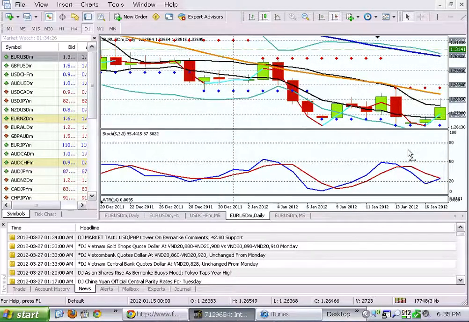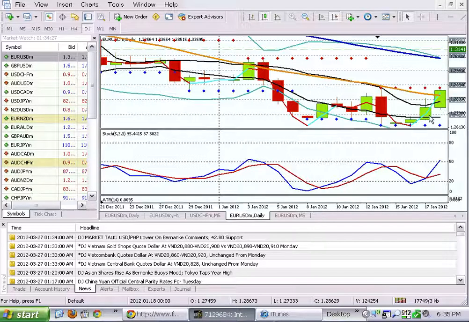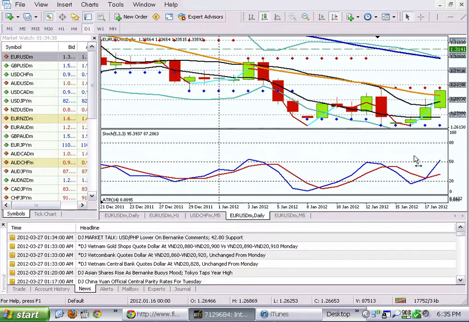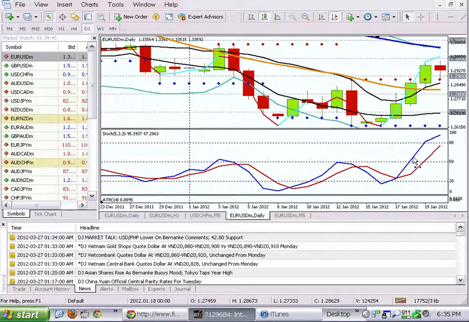And then you see it broke our level. It gave us a signal. Now, if we wanted better confirmation, we would look for the stochastic to cross. As you can see, it crossed right here, which would have given us an even stronger buy signal, which would have given us a couple of pips. You can see the stochastic.